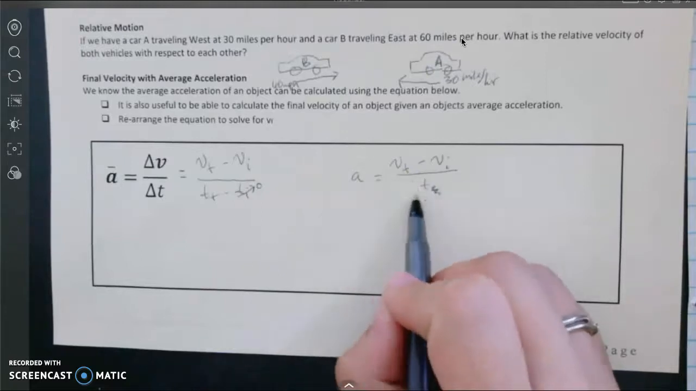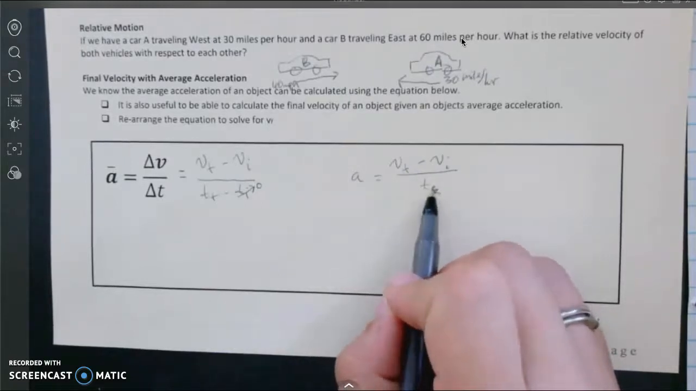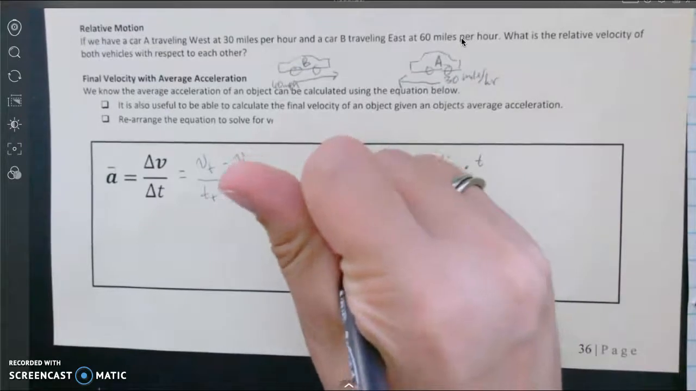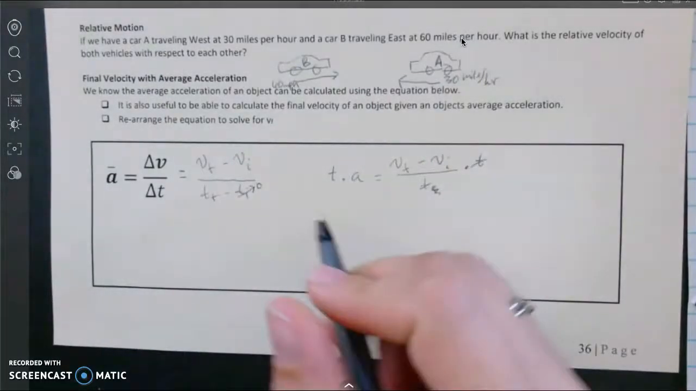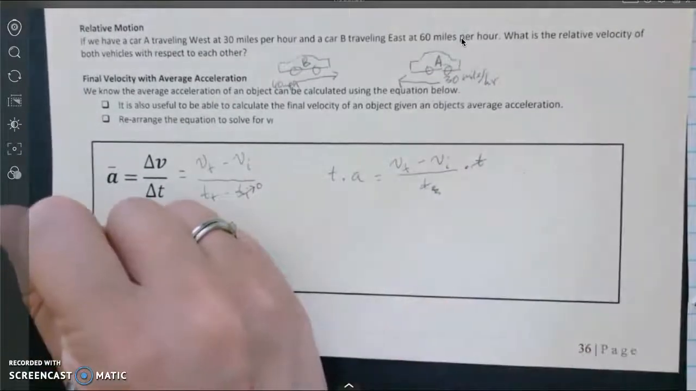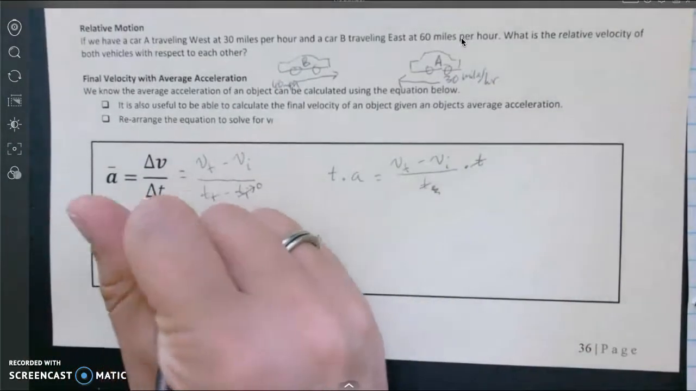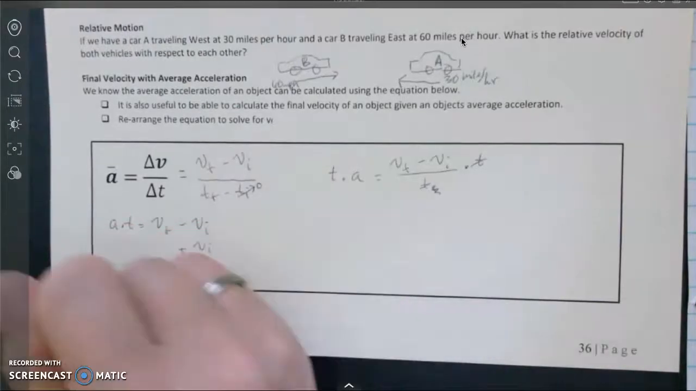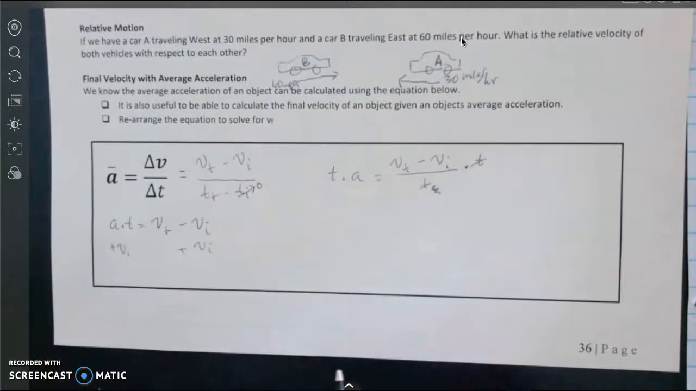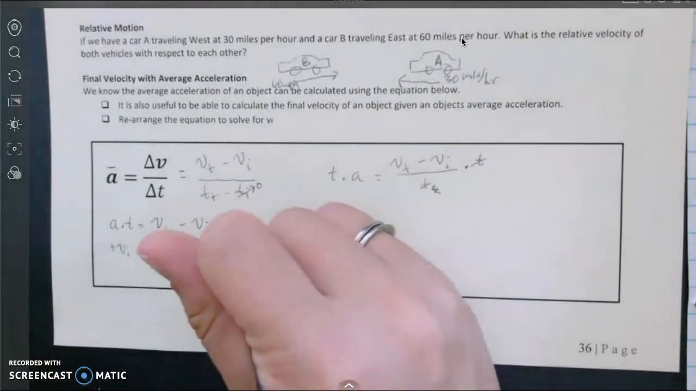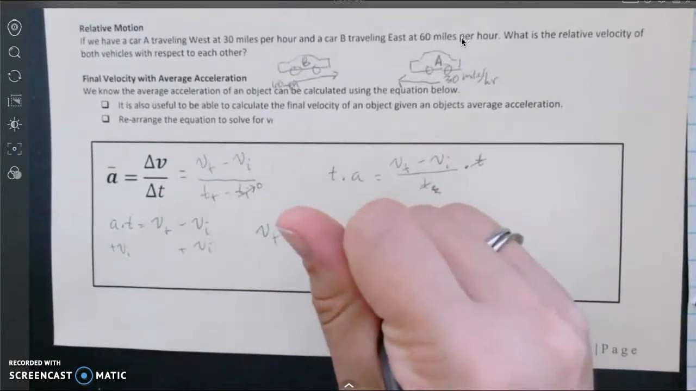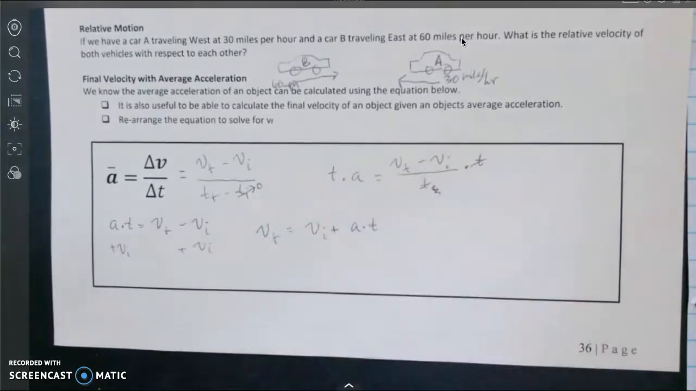Now let's solve for velocity final. Well, we have this t component in the denominator here. And so let's get that into the numerator. So we're going to multiply by t on both sides. Okay. So now we have acceleration times t is equal to velocity final minus velocity initial. But we want to know what velocity final is all by itself. So we're going to add velocity initial to both sides of the equation here. Okay. And so we have velocity final is equal to velocity initial plus acceleration times time. And remember, this is an average acceleration.